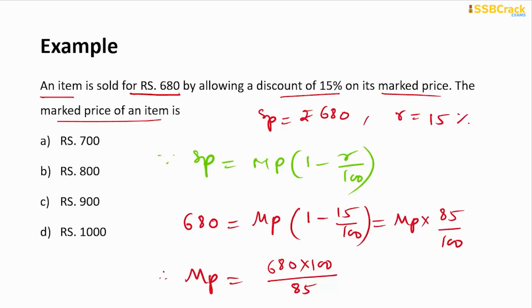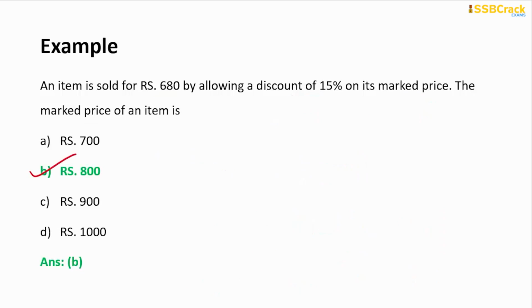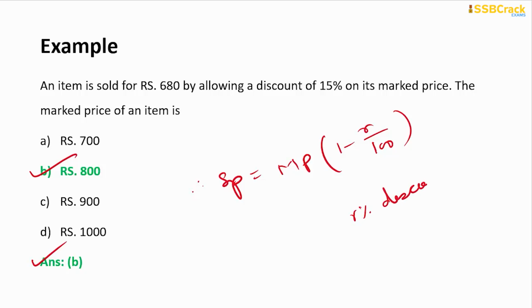Right? Let's simplify this. So we could see that 800 rupees is the mark price, and hence the right key for this particular question is option B. Very clear. So I have told you a formula which will help you to either determine SP or determine MP when you know in the question one of either MP or SP with the rate of discount percent, that is R% discount rate. Okay. So please remember this short formula to get the answer as soon as possible.